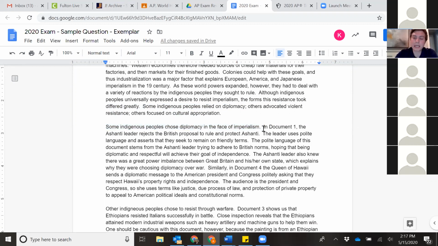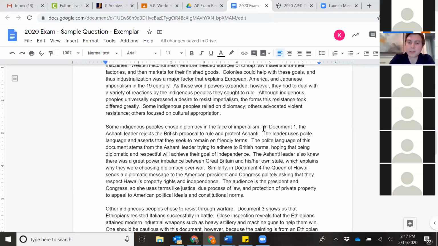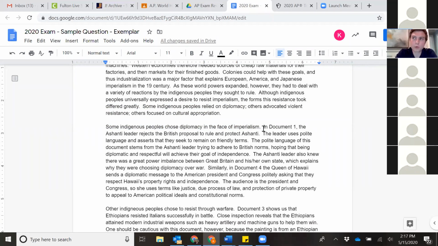Now it's time to use the documents as evidence. Do you guys agree with me that document 1 and document 4 were similar? Perhaps you grouped them yourself, that they were about using diplomacy to counter European imperialism, or I should say Western imperialism. In document 1, the Ashanti leader rejects the British proposal to rule Ashanti. The leader uses polite language and asserts that they seek to remain on friendly terms. That's it. I use it as evidence.